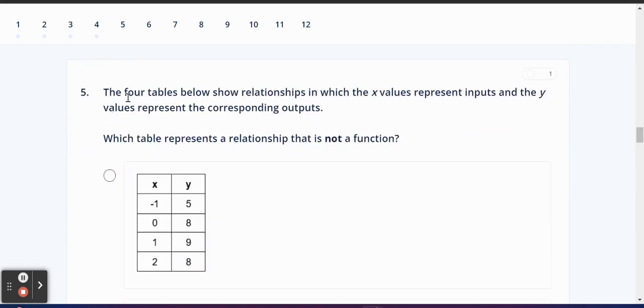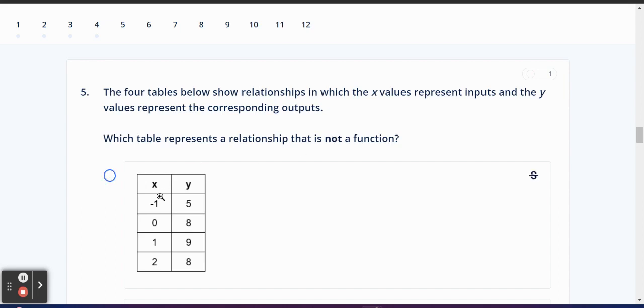All right, number 5, it says the 4 tables below show relationships in which x values represent inputs and the y values represent the corresponding outputs. Which table represents a relationship that's not a function? Function, not a function. Different than linear, okay, not a function. So whether we're determining something is a function or not, we're looking for repeating x values. If any of the x values repeat, it is not a function.